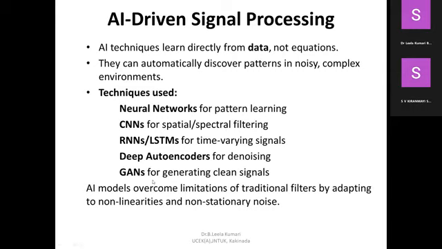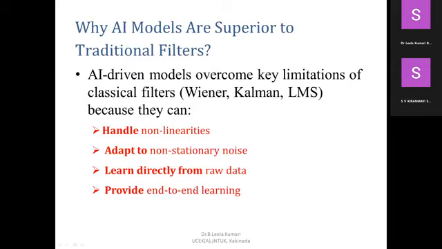And GAN is another one, the generative adversarial network. This is for generating clean signals once again. It uses a generator plus a discriminator to create synthetic clean signals that match the distribution of real clean data. These are useful for denoising, signal reconstruction, data augmentation, and so on.